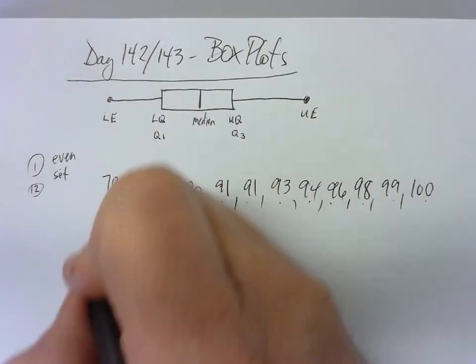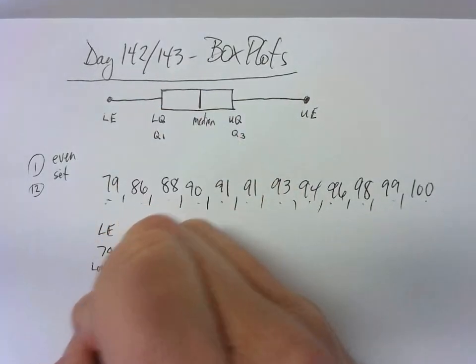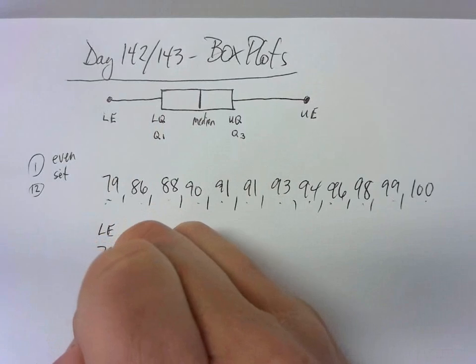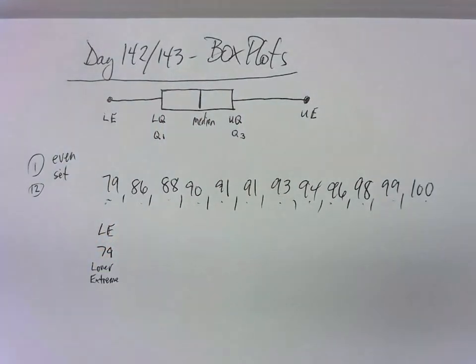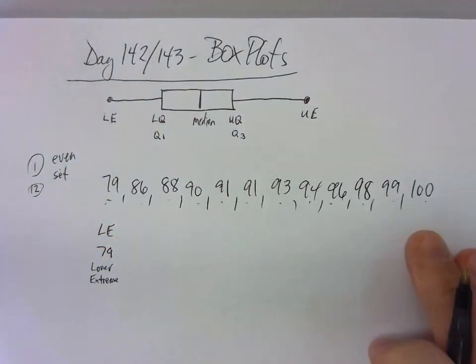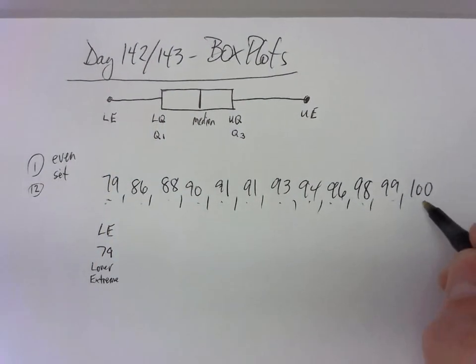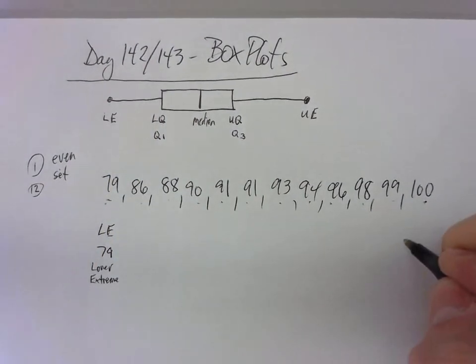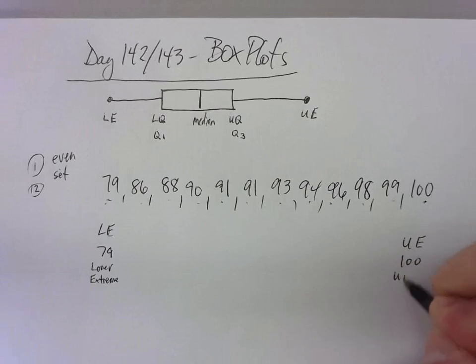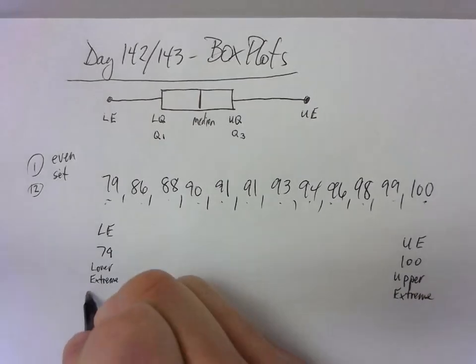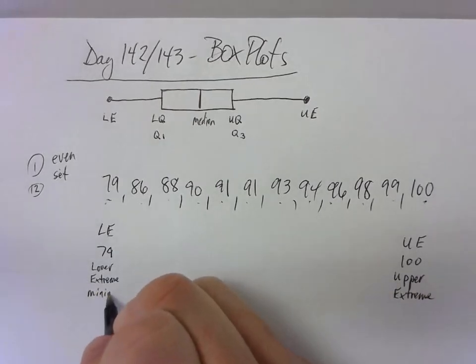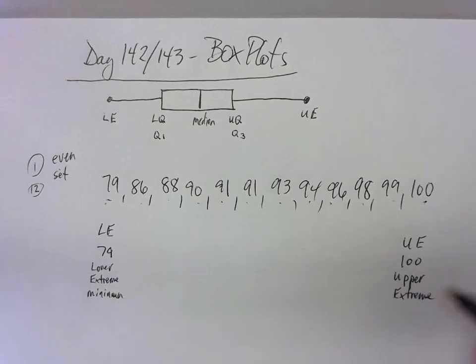That is lower extreme. Alright, up here on the upper end, the biggest number, of course, is 100. So the 100 is known as the upper extreme. Now, sometimes the lower one is also called the minimum, and then the bigger one up here is called the maximum.